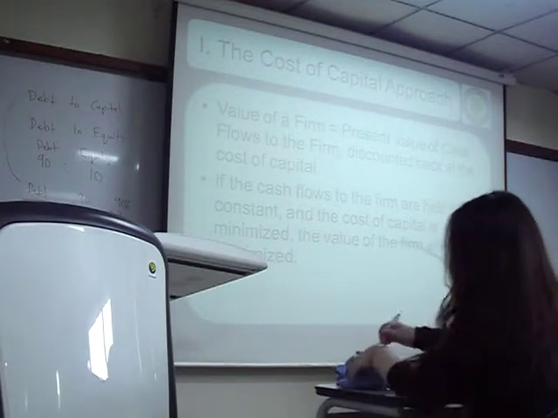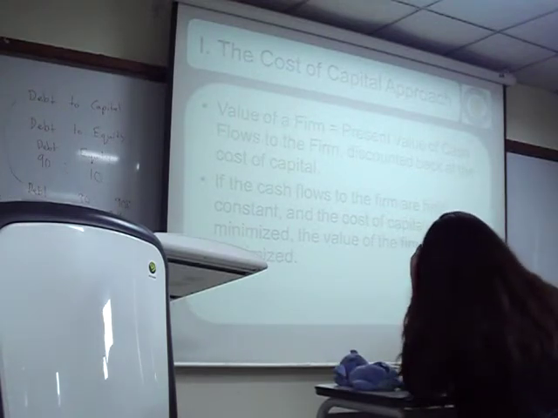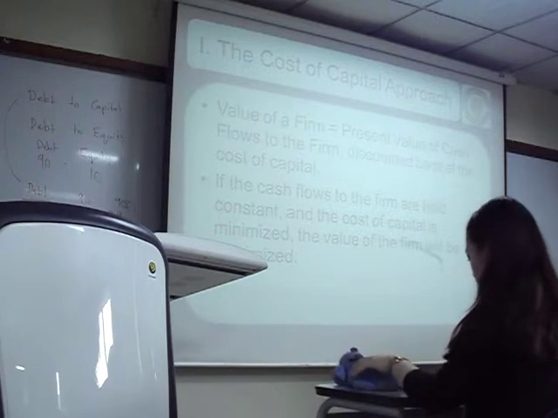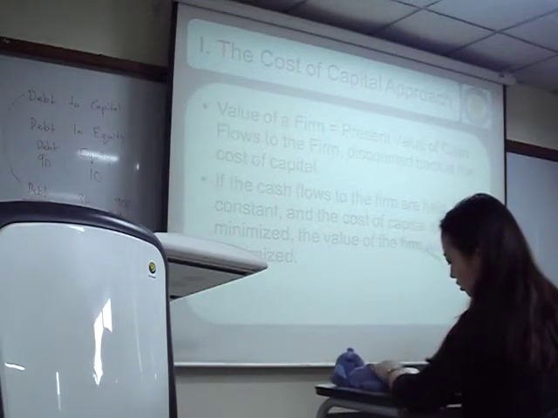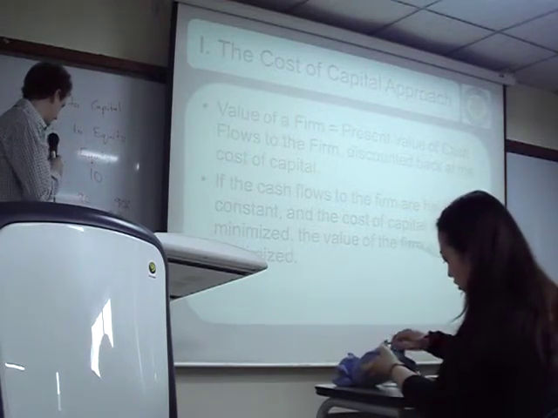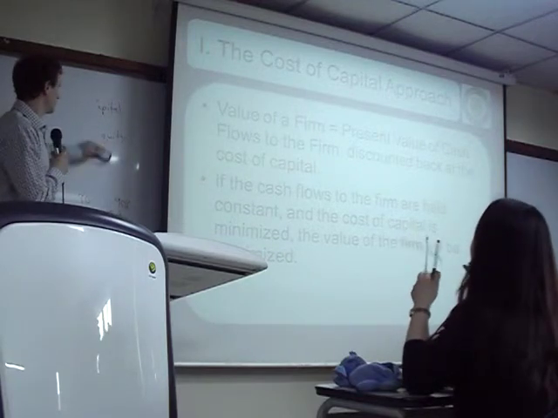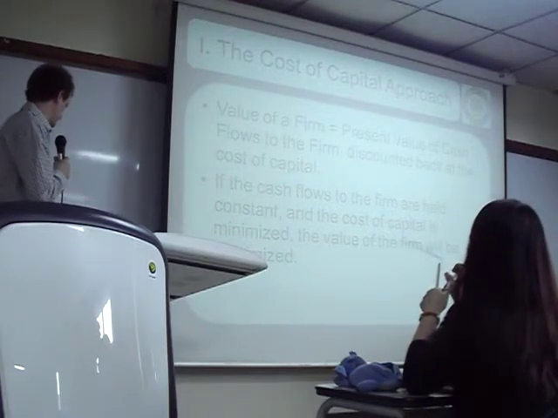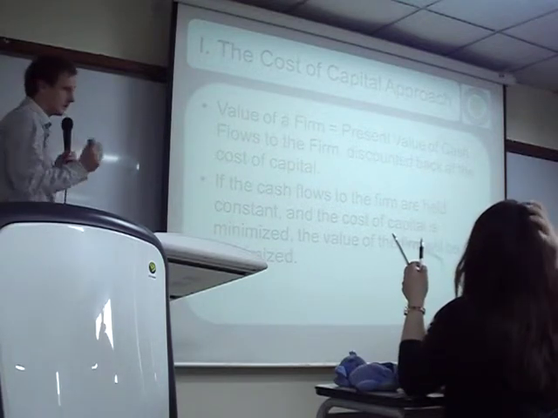So the value of a firm is the present value of cash flows to the firm discounted back at the cost of capital. So when we are checking our returns, finding the net present value, we're using the cost of capital to decide whether to take the project or not. Okay? Cost of capital is the discount rate.